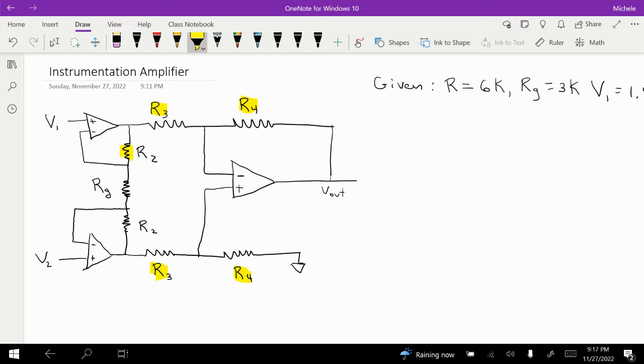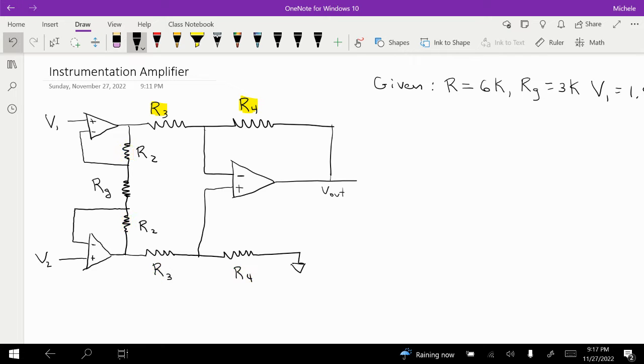But notice that here I've got R2 and R2. So this is a typical, standard or generic instrumentation amplifier. What it provides is, if we have R4 over R3, that gives us some additional amplification. So I'm just going to write down the equation for V out with this configuration.